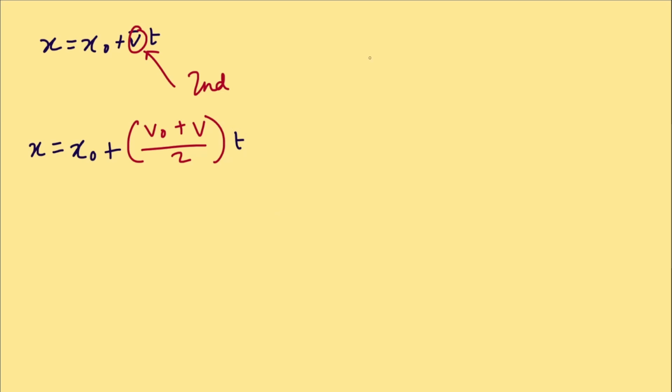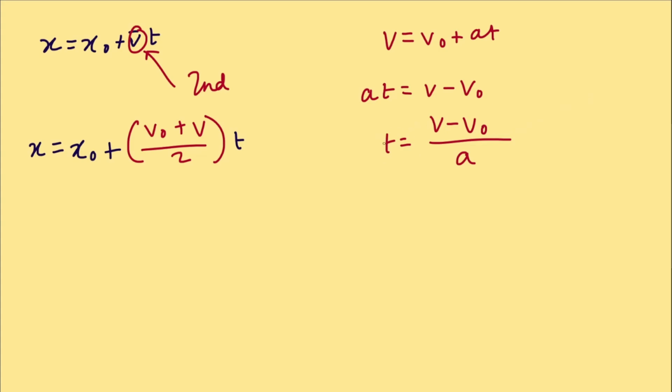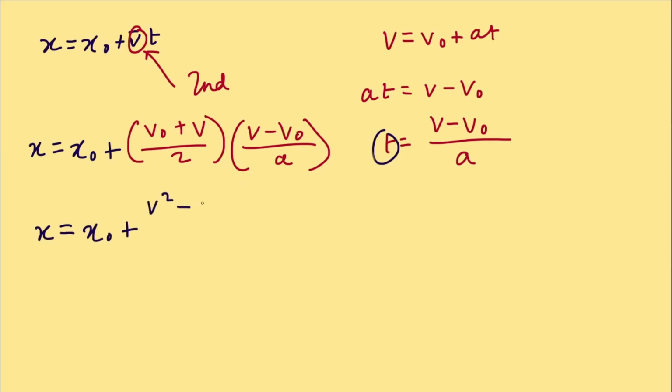Well, let's fix that. Take the first kinematic equation and rearrange it for t. First, minus v0 from both sides. Then divide by acceleration. Then you end up with time equals (v minus v0) over acceleration. We're going to plug this in here. So now we end up with this juicy big equation. Expand this stuff and you end up with x equals x0 plus (v squared minus v0 squared) divided by 2a. Now this isn't quite the final kinematic equation.